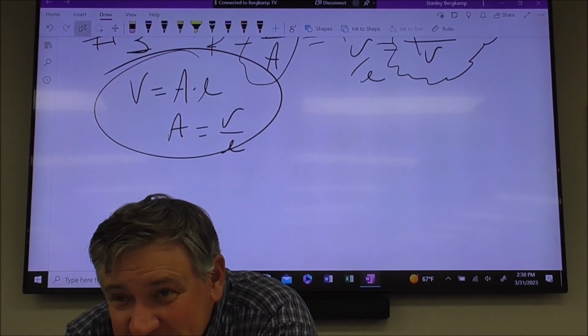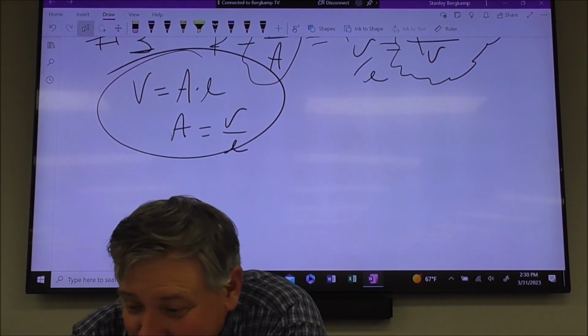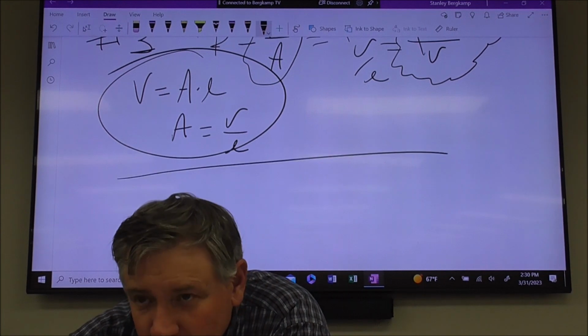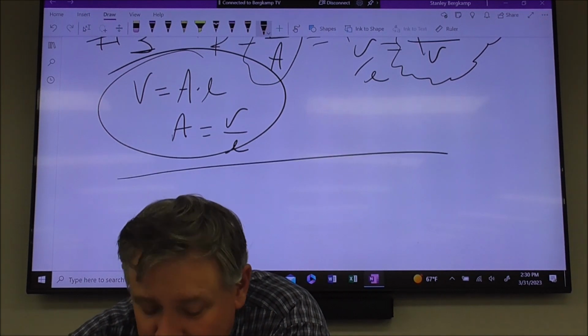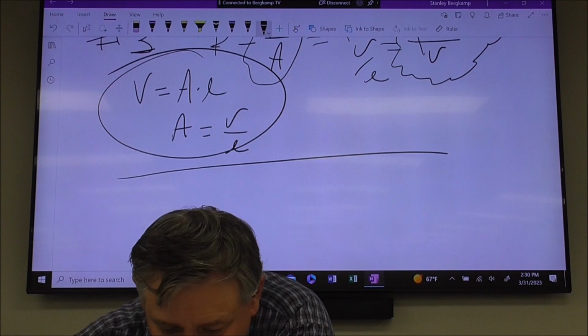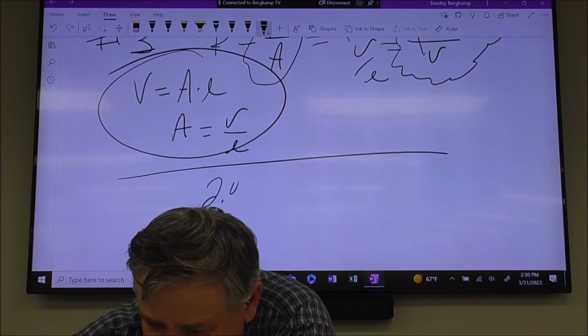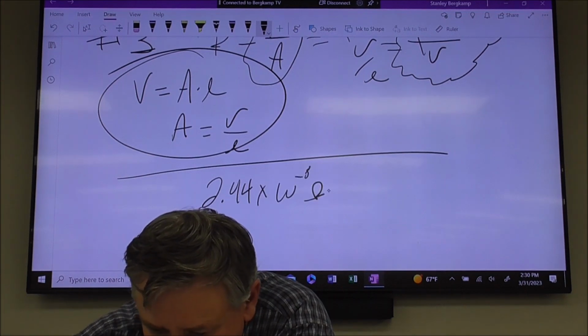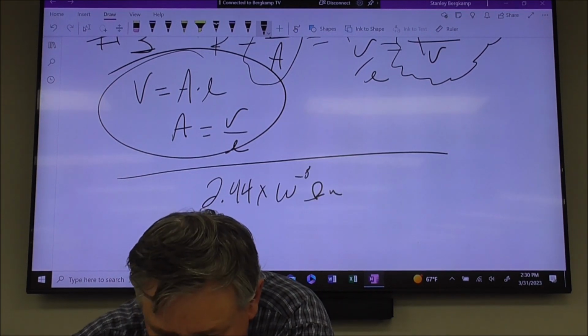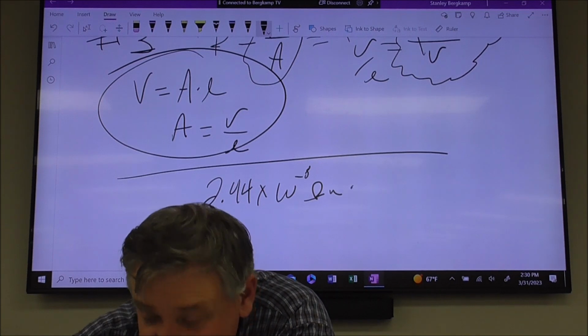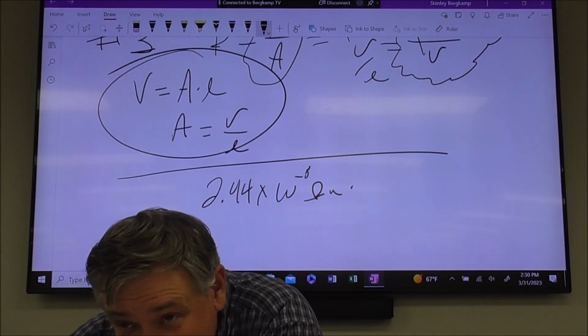You can't just throw us a bone, Mr. Burkamp? I could. Or draw us a picture. You all are capable of drawing pictures. So you have your resistivity, 2.44 times 10 to the negative 8th ohm meters. And then you have the length, which is 16 centimeters, Louis, which is going to get changed into?